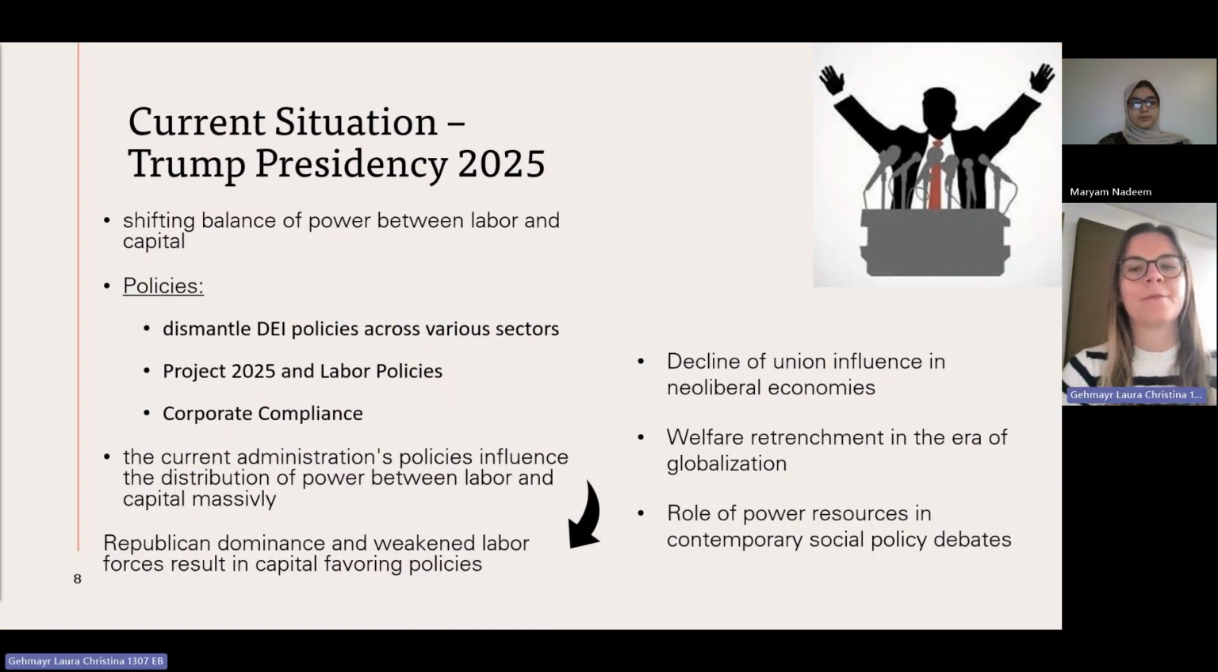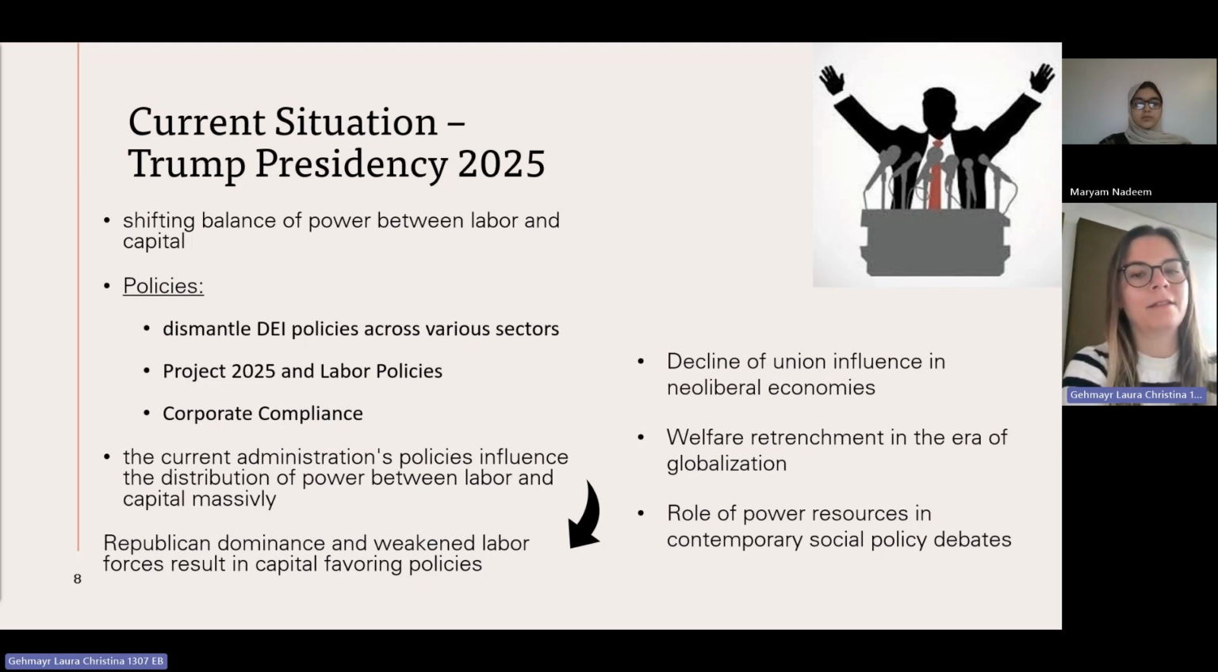So thank you, Mariam, for bringing up the fundamentals and also the theory of power resources. And now I'm continuing with applying it to a contemporary case I think we're all familiar with. It's the Trump administration's Agenda 2025. We use this example of shifting power dynamics between labor and capital to show, in a really striking and recent case example, how political forces and thus also political power shapes welfare state policies.